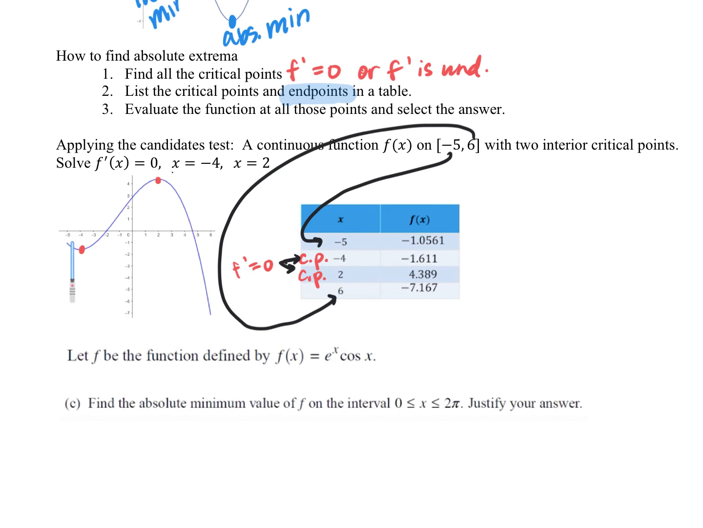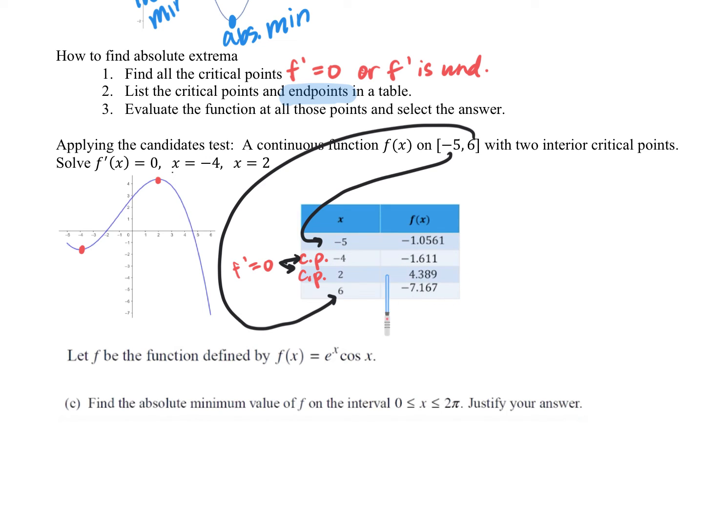The y value at this point over here was negative 1.05. The y value here was negative 1.6. The y value here is 4.3. And the y value down here is negative 7.167. Which one of these would be my absolute min?